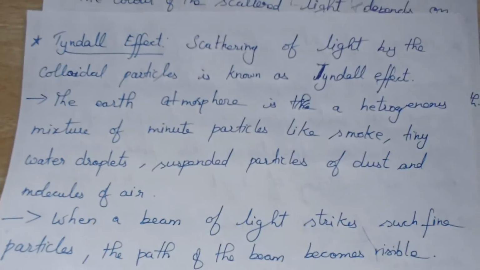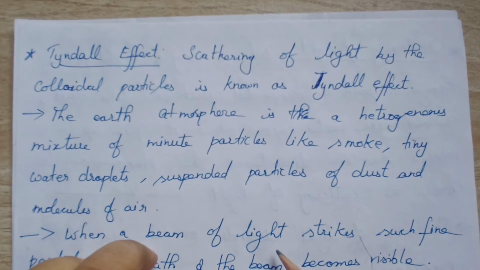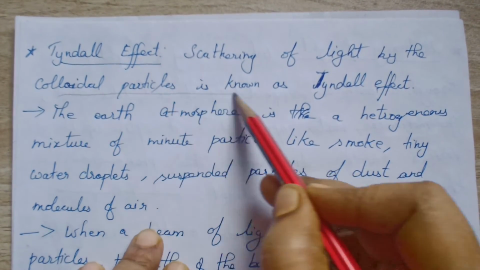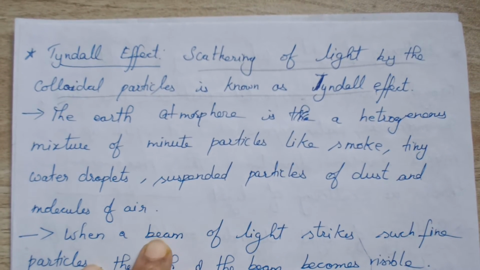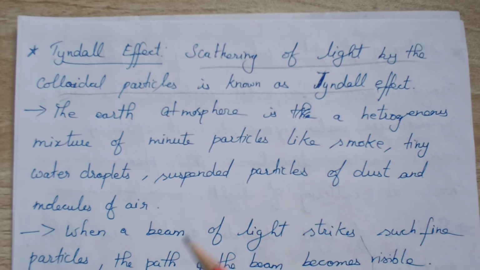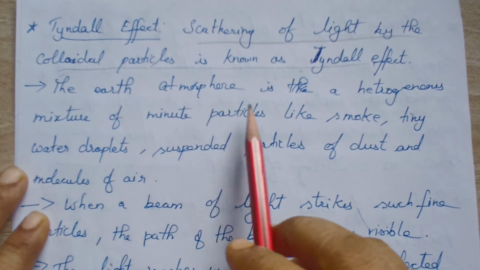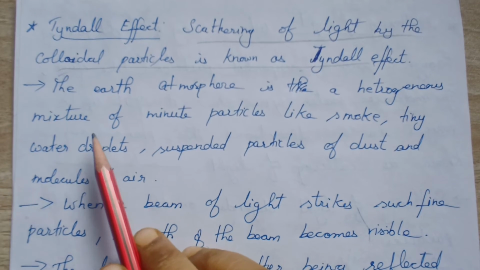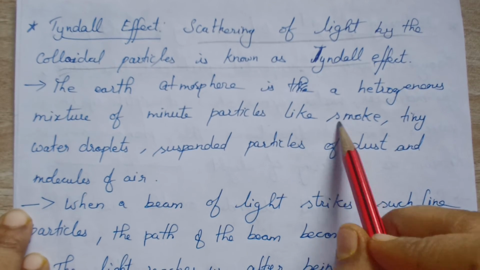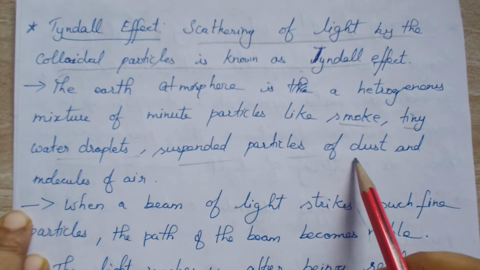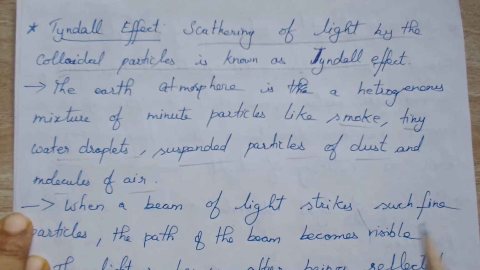Tyndall effect is the same thing, right? If they ask a 1 mark question, you can give this alone: scattering of light by colloidal particles is known as Tyndall effect. That's all, enough. If they ask a 3 mark or 5 mark question, you can go by this explanation. The earth's atmosphere is a heterogeneous mixture of minute particles like smoke, tiny water droplets, suspended particles of dust and molecules of air. Everything is present in the atmosphere always, right?